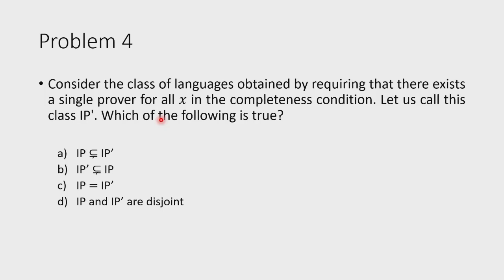The options are: IP is a strict subset of IP prime; IP prime is a strict subset of IP; both are the same; and both are disjoint. This needs to be proved, but would you like to venture a guess?